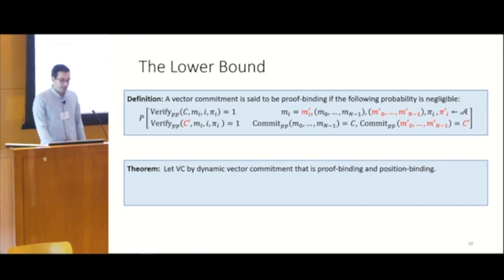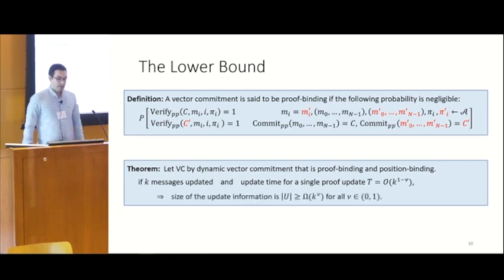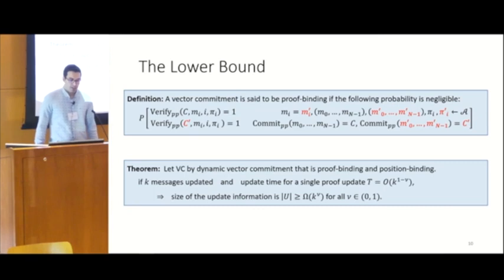And we basically show that let VC be a dynamic vector commitment that is proof binding and also position binding. Position binding is one of the earlier properties that we have seen. So if K messages are updated and we require the update time for a single proof update to be less than K to the 1 minus nu, then the size of the update information is going to be greater than K to the nu for any nu between 0 and 1. Okay, so this is the statement of the lower bound.